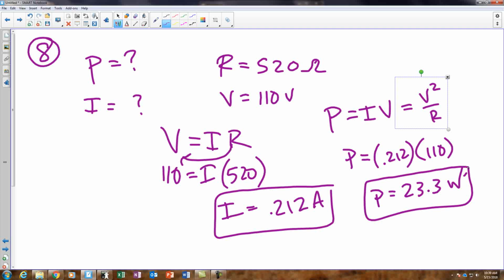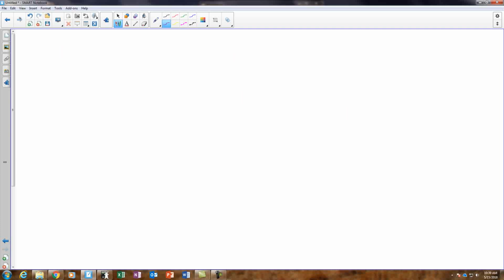Okay, and so number 8 is all about finding these individual values, power and current, but we're really talking about Ohm's law and then the power rule. P equals IV and V equals IR.